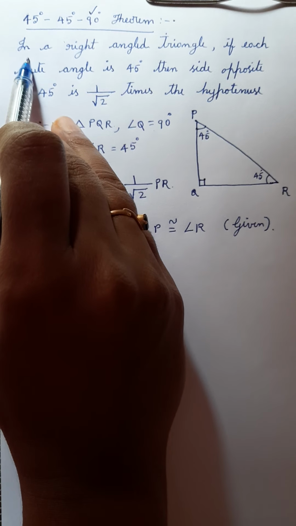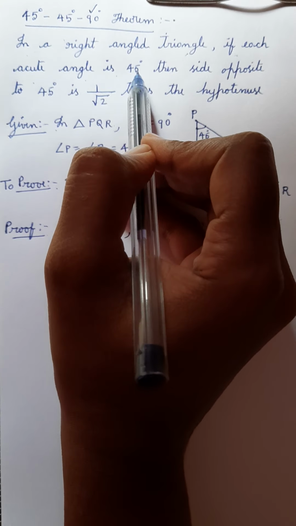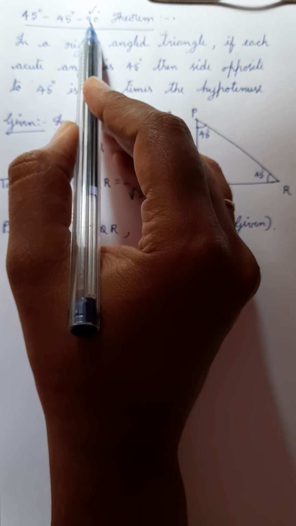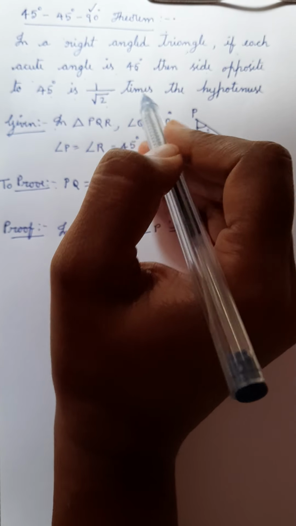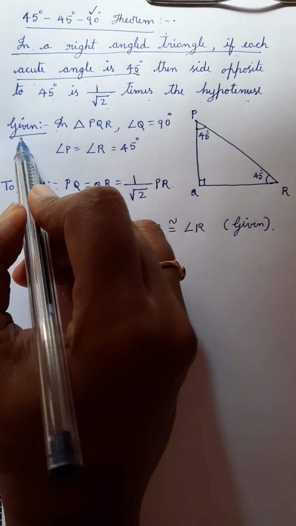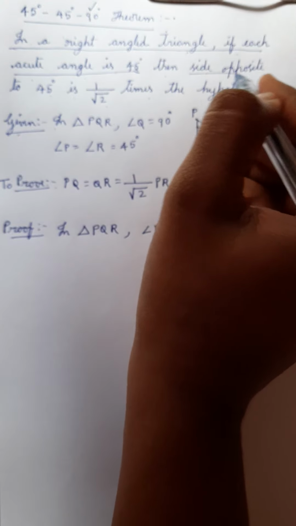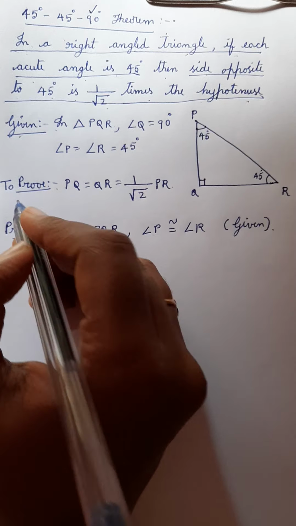What is the statement? Here it is 90 degrees, right? So we will take a right angle triangle in which each acute angle is 45 degrees. If one angle is 90 degrees, the remaining two angles we will take as 45 each, both the same. Then the side opposite to 45 degrees is 1 by 2 times the hypotenuse. In a right angle triangle, if each acute angle is 45 degrees, we will consider that as given. Then the side opposite to 45 degrees is 1 by 2 times the hypotenuse is to prove.